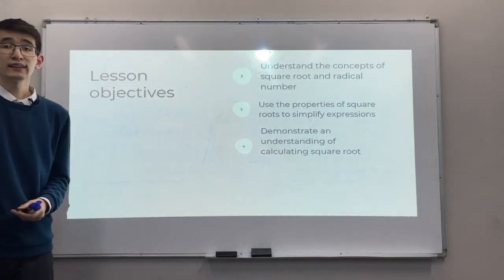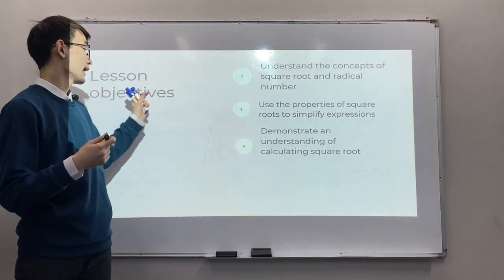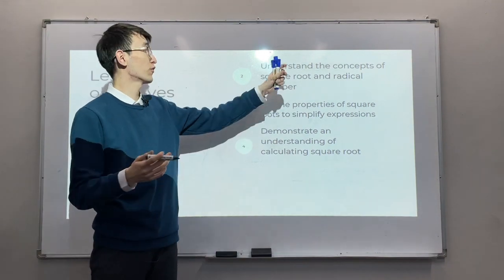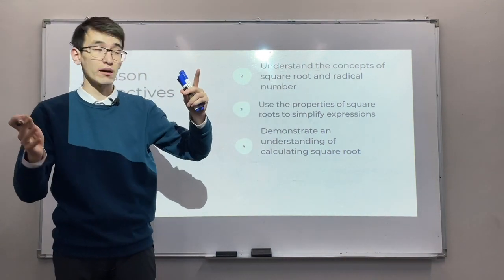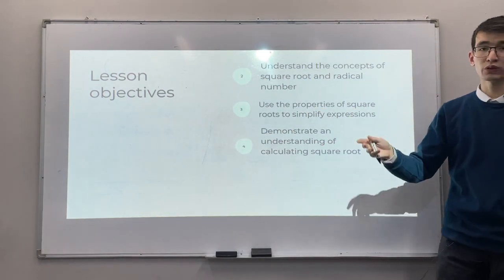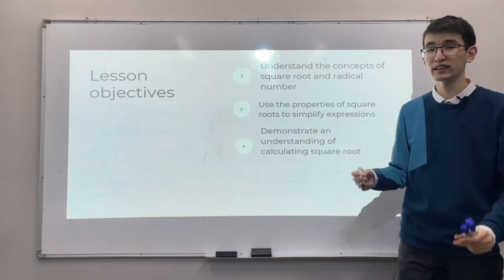So, in this lesson, we have objectives or aims: understand the concepts of square root and a radical number. The next one is to use the properties of square root to simplify expressions, and demonstrate and understand calculating square root.